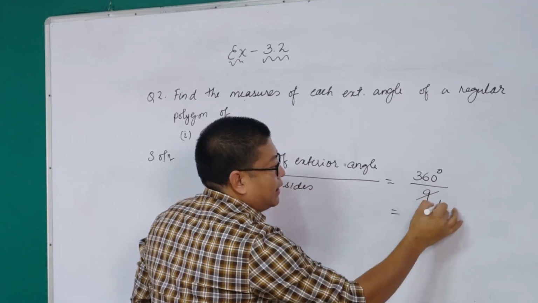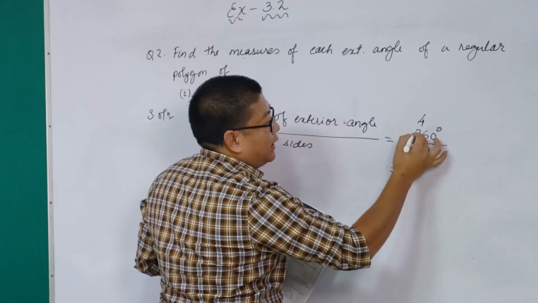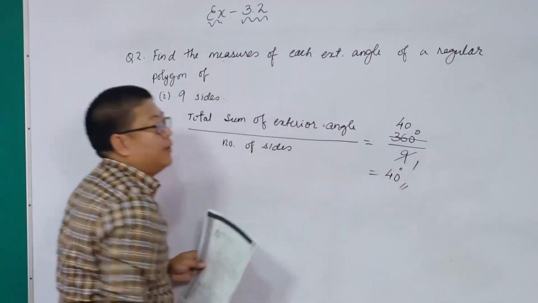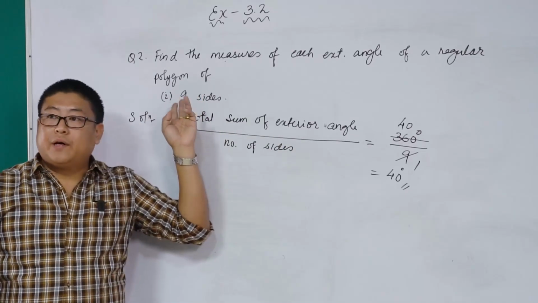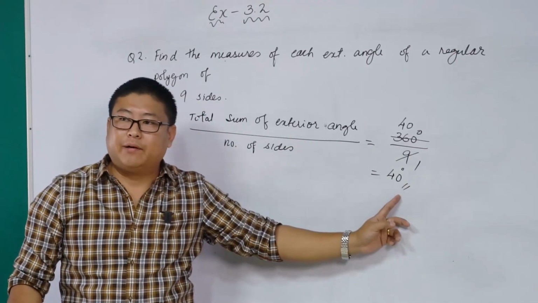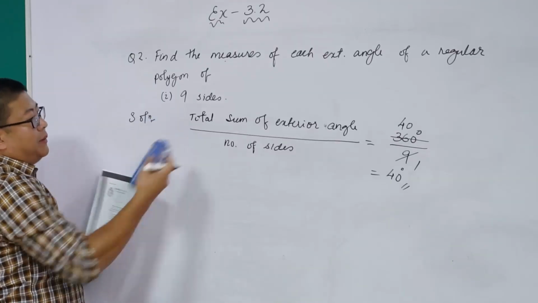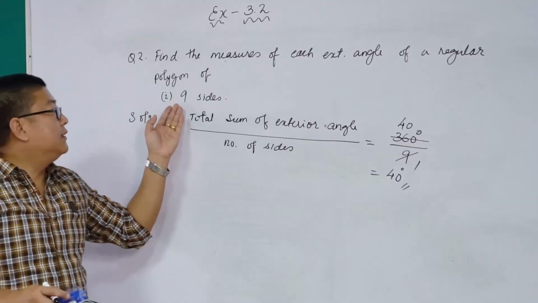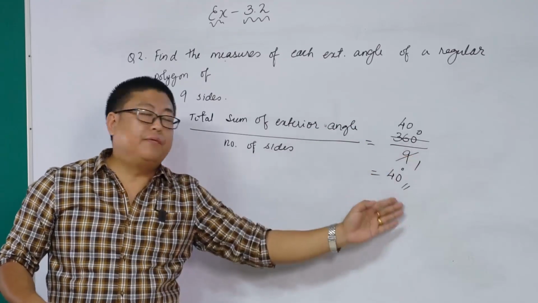So when we cancel, 9 into 1 is 9. 9 and 3 not possible, so 9 into 4 is 36 and 0. So here we come to the conclusion that for a polygon with 9 sides, each exterior angle will come to 40 degrees. The second one, 15, will be done in the same manner. I want you to try it at home. It is not difficult at all. You use the same formula, only the calculation part will be different.